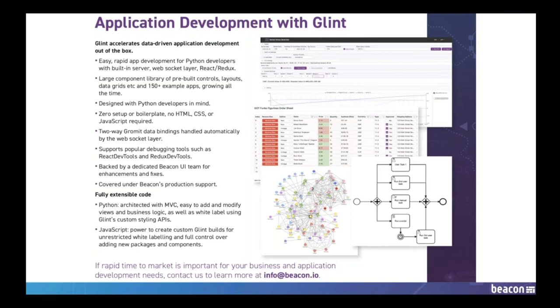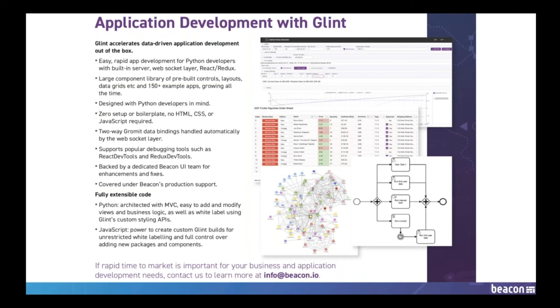Two, ease of provisioning and deployment of applications. The Glint runtime is packaged with the Beacon runtime. Developers do not need to worry about the logistics of hosting, servers, sockets, etc., eliminating infrastructure support needs and improving maintainability of the deployed applications.